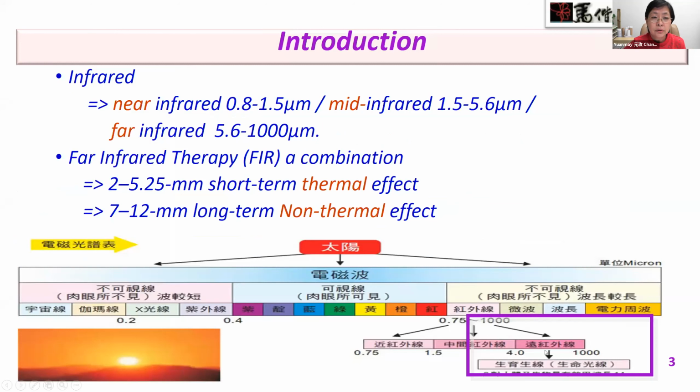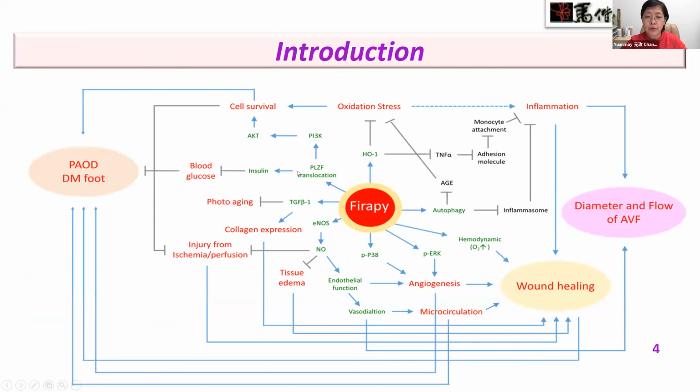Far infrared is one of the sunlight energies stored in nature. According to its wavelength, it can be divided into near, middle, and far. The far infrared therapy: the human body easily receives far infrared energy. So we can see the mechanism of far infrared.